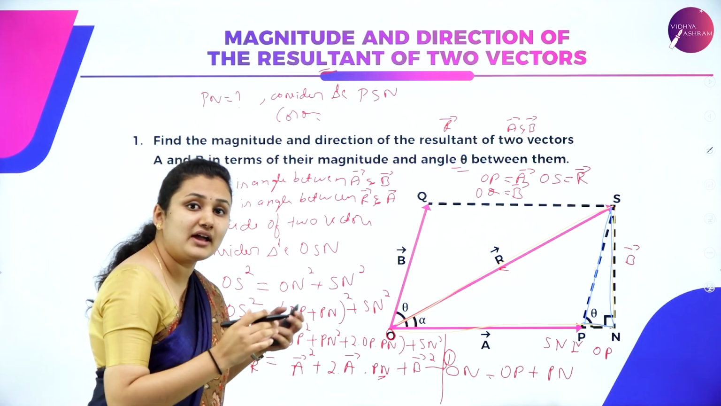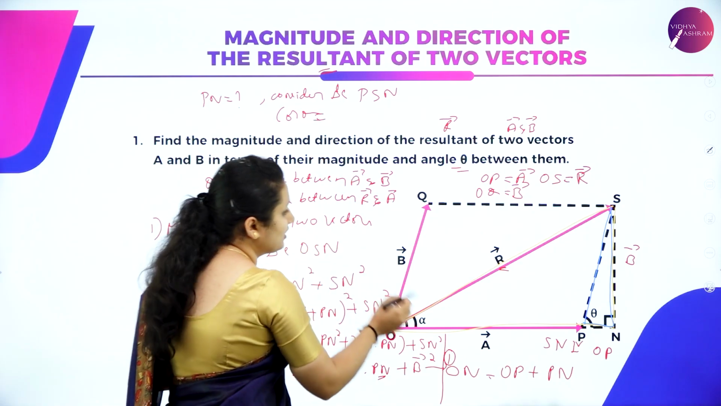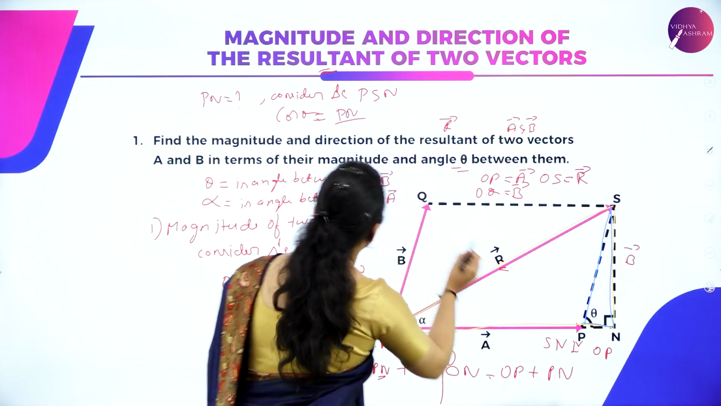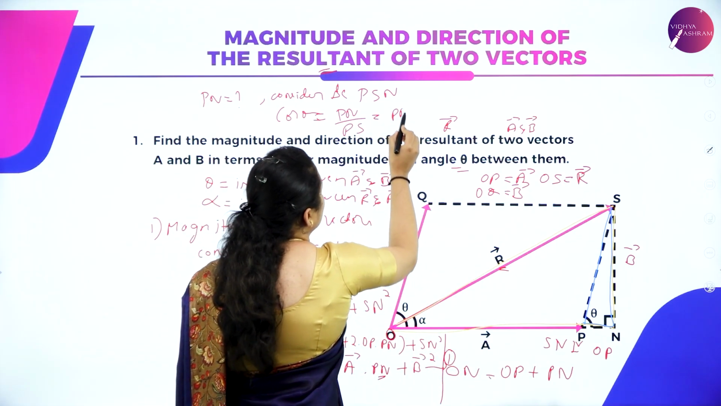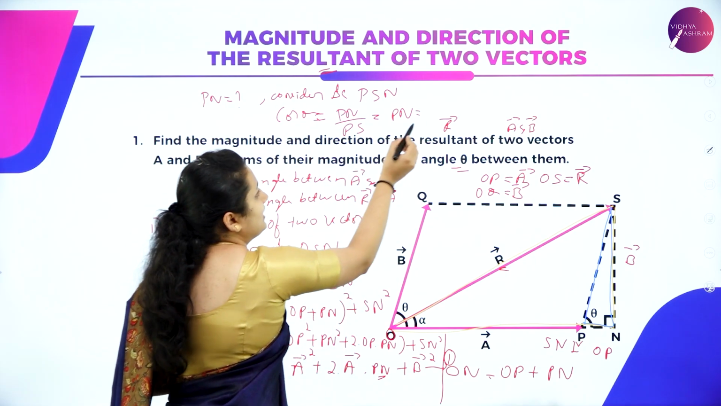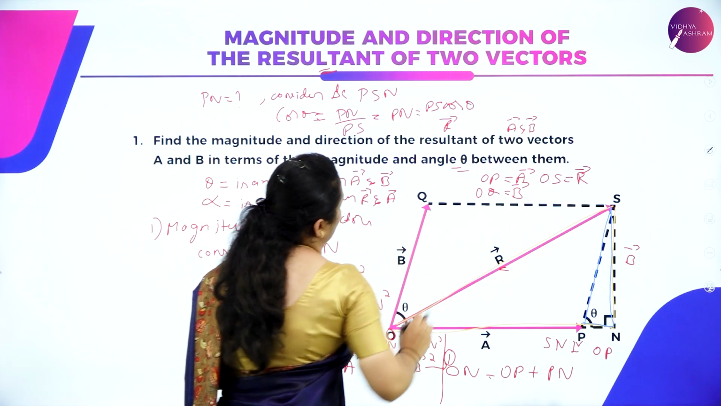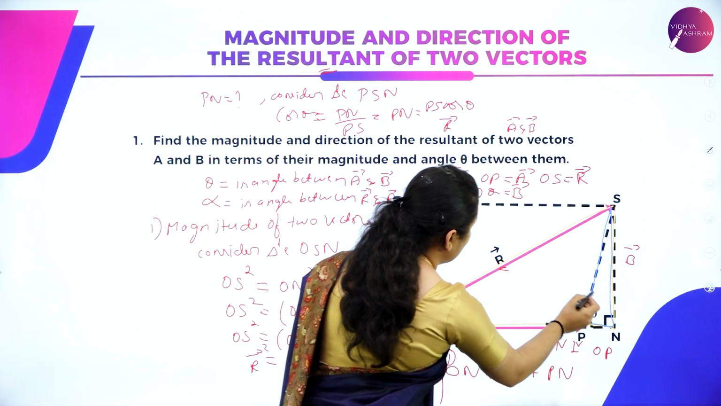What is adjacent by hypotenuse? It is my cos theta. So cos theta is equal to, what is adjacent here? Adjacent is PN, by hypotenuse is PS. So PN is equal to, bring this to this side, so it will give you PS cos theta. So what is PS?